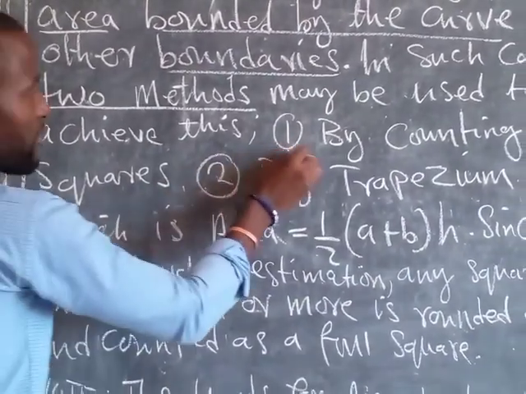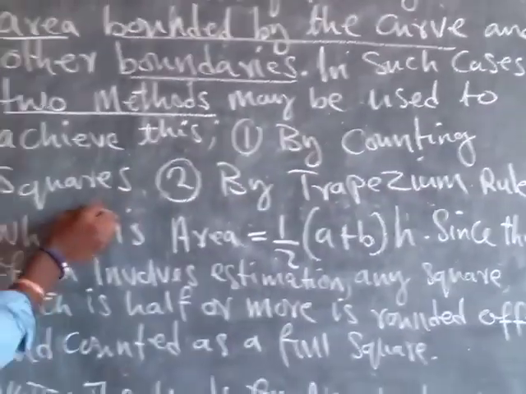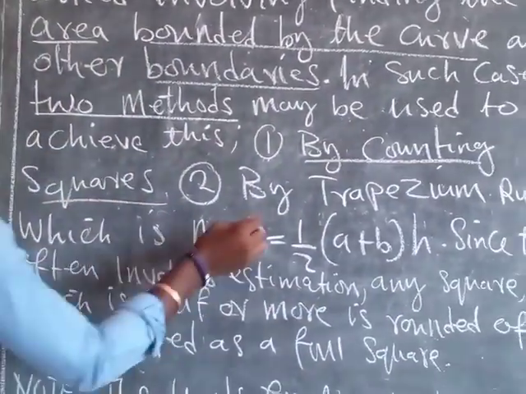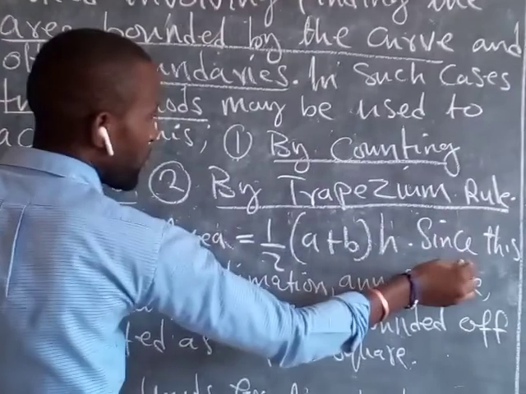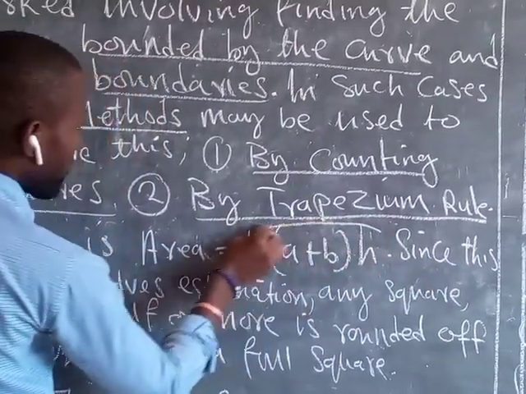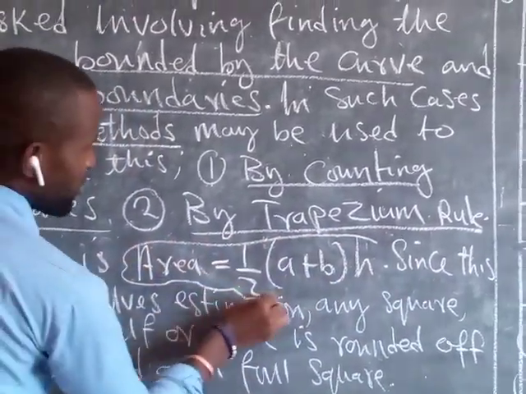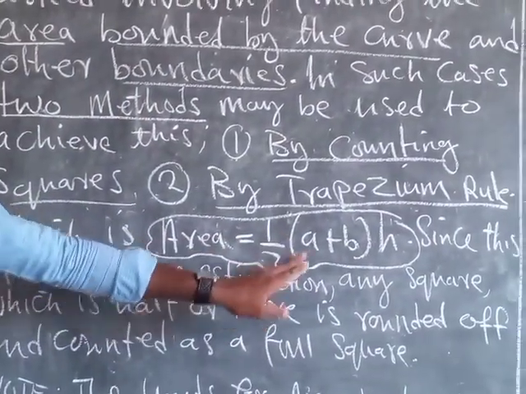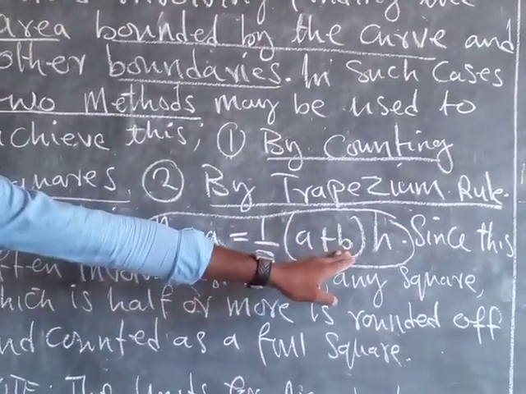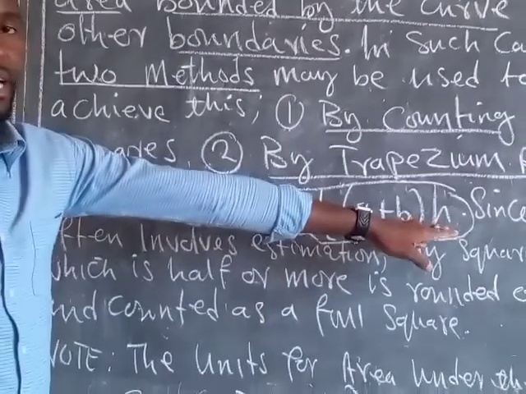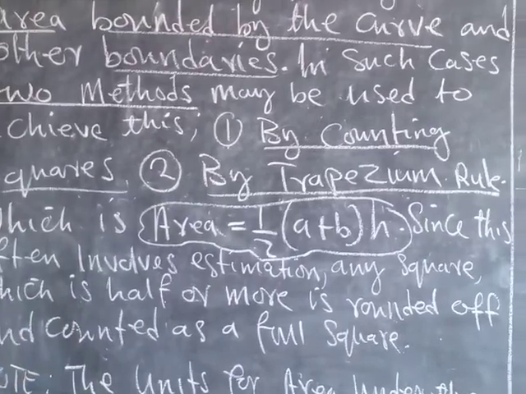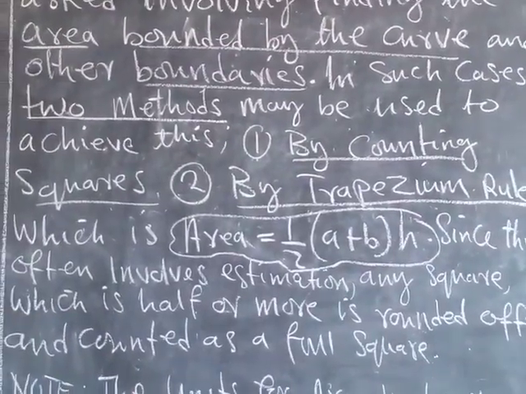Method number 1 is by counting the squares, or method 2 is by the trapezium rule, which states that area is equal to half, open brackets, a plus b, close brackets, times h, which is the height. You can use this formula, or by counting the squares, you'll get your answer as accurate as possible.